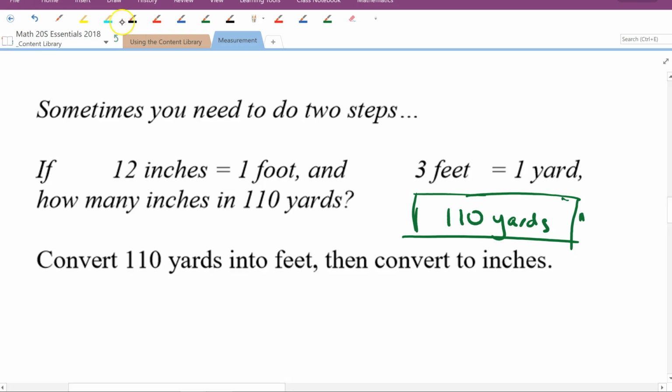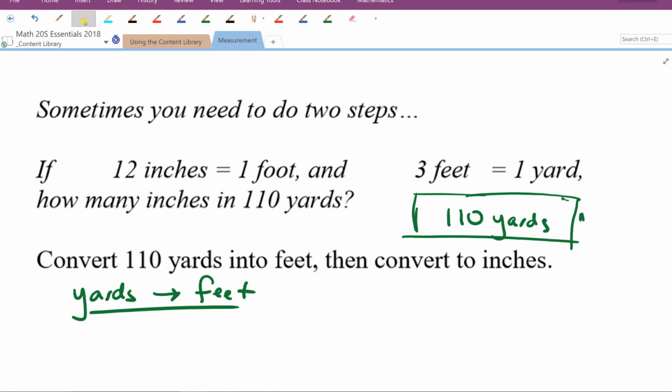So we're going to do this in 2 steps. First of all, we're starting with yards. So we're going to go from yards into feet. That's my first plan. Okay, so which is the one here that has to do with the relationship between yards and feet? It looks like this one here. That sounds good. And then we've got this information here. So that's all the stuff that we're going to use.